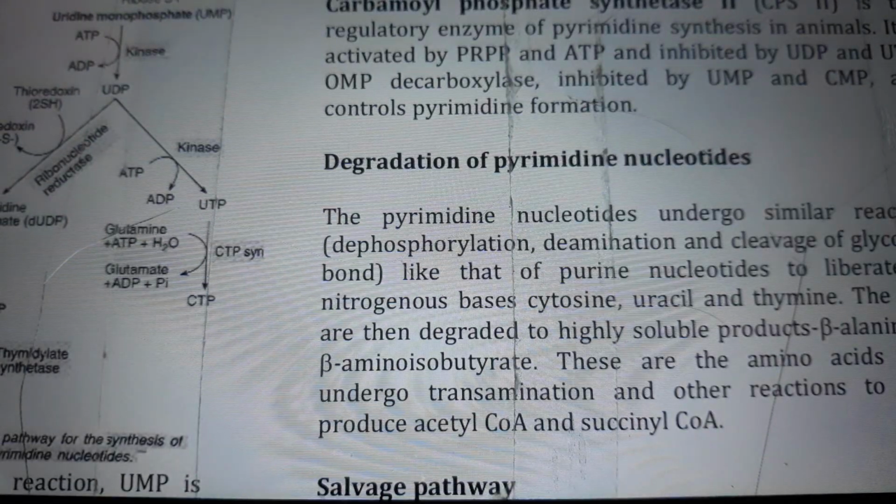Carbamoyl phosphate synthetase 2, CPS2, is the regulatory enzyme of pyrimidine synthesis in animals. It is activated by PRPP and ATP and inhibited by UDP and UTP. OMP decarboxylase, inhibited by UMP and CMP, also controls pyrimidine formation.